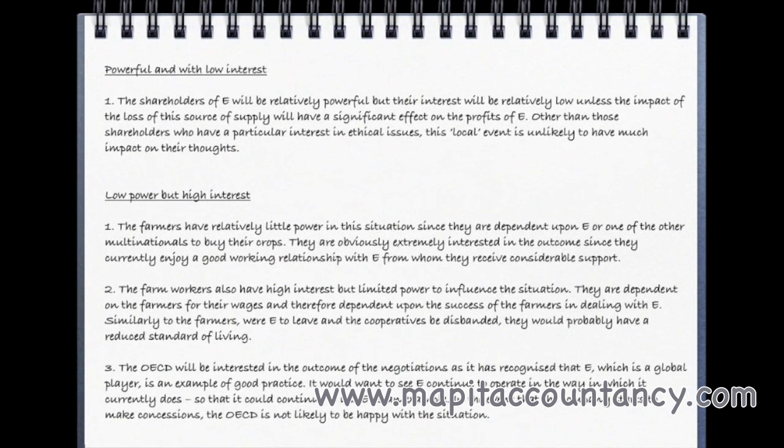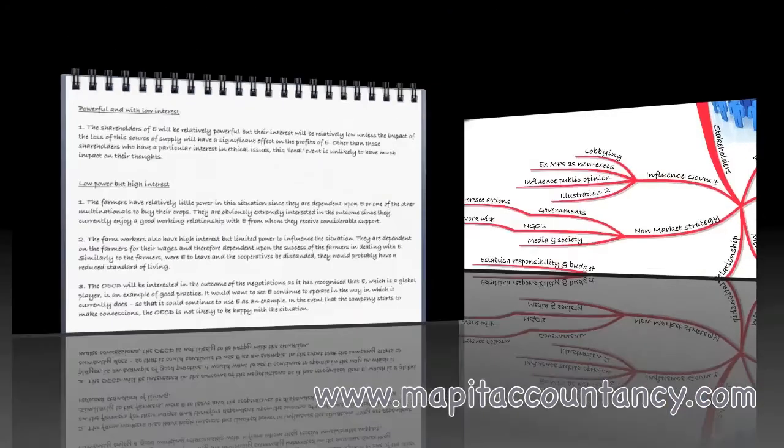So again, don't worry if your identification took a different course than that, if you identified different bodies as low power and high interest or vice versa. As long as you can justify what you come up with, you will get your marks. But that's how we conduct a stakeholder analysis, and those are the different categories that we need to look at when we're doing so.